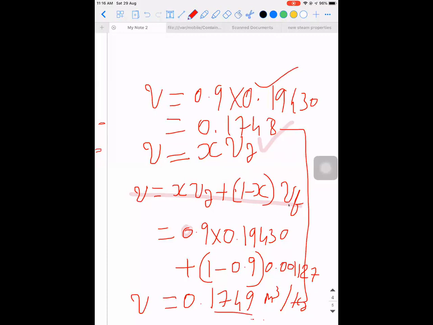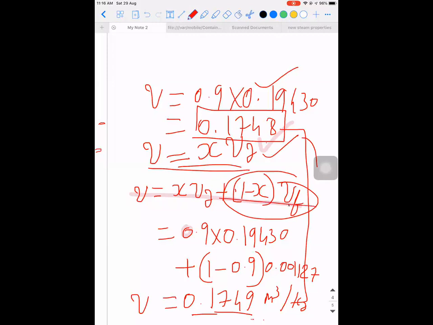One person has told that it is 0.1748, another has told 0.1749. Whether you consider this part or not is not going to give much difference, to the fourth digit after the decimal. That's why mostly we may allow to go with this one. Are you able to follow? If you use this equation, you have got the answer 0.1748. If you use the entire equation, we have got 0.1748. Some people also got 0.1749, so there is not much difference.